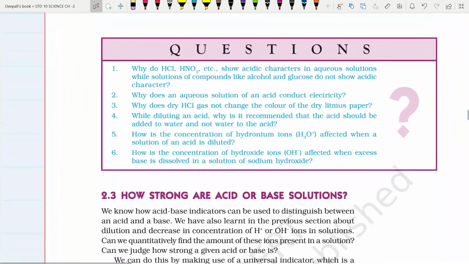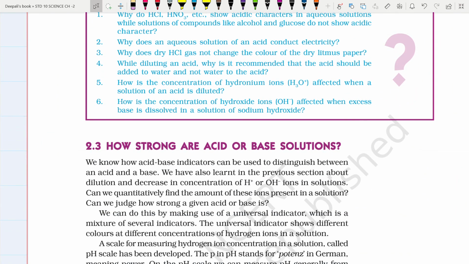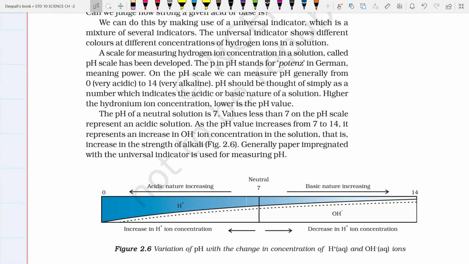In the next session, we are going to check how strong acids and basic solutions are, and we are going to understand what pH is. Thank you.